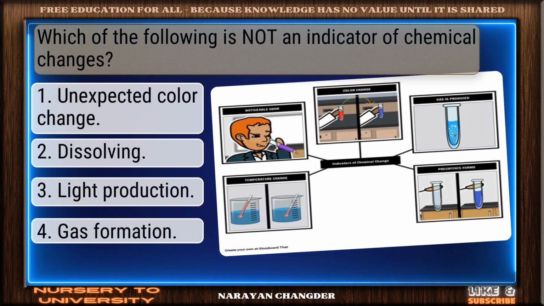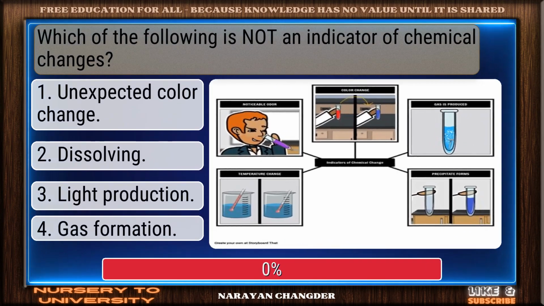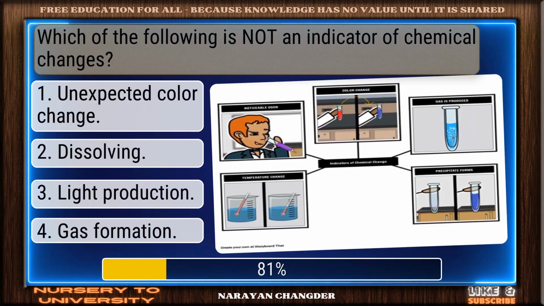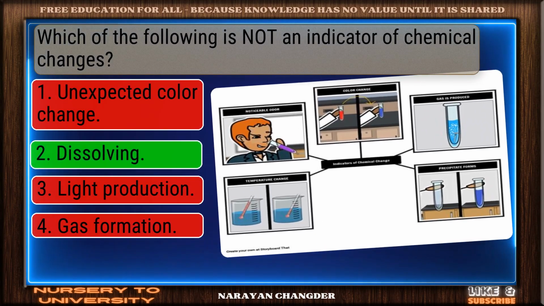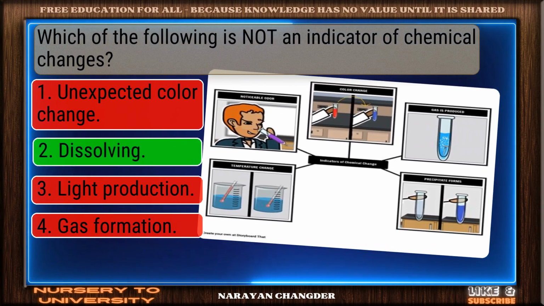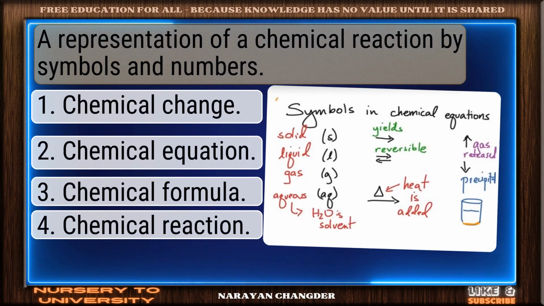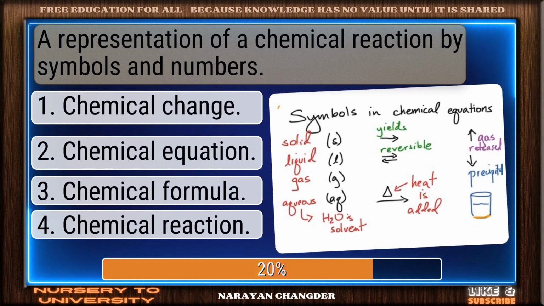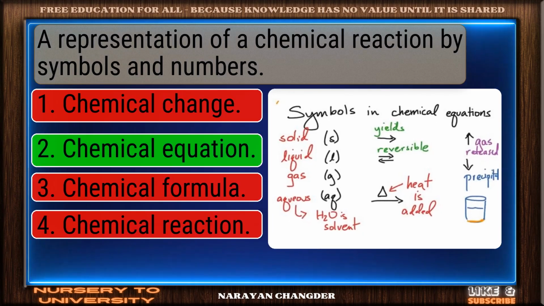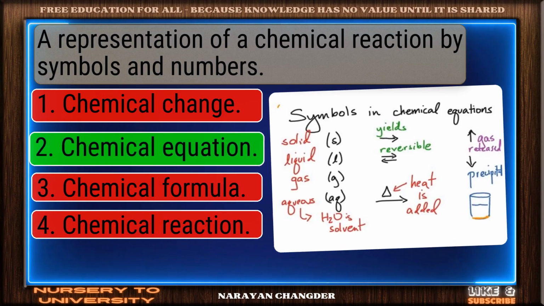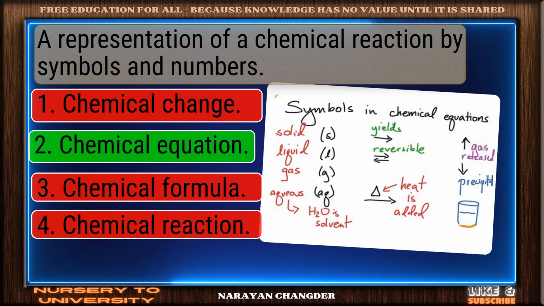Which of the following is not an indicator of chemical changes? Great job. Dissolving is the accurate answer. A representation of a chemical reaction by symbols and numbers. Correct. Chemical equation is the right answer.